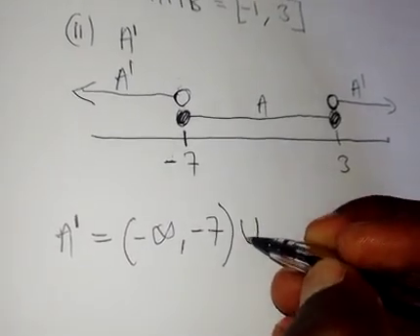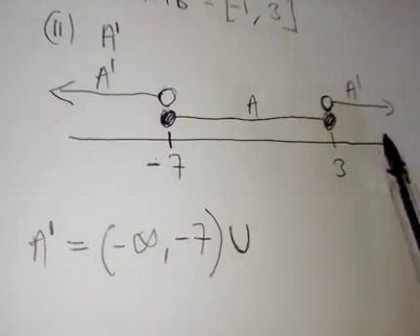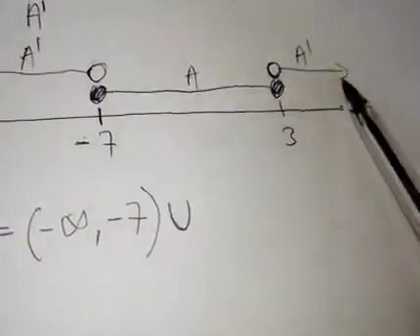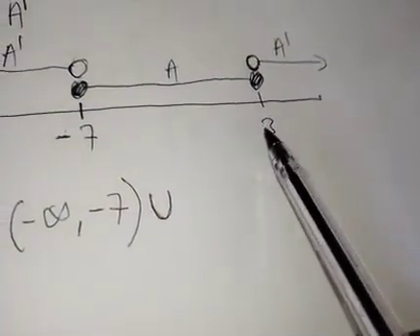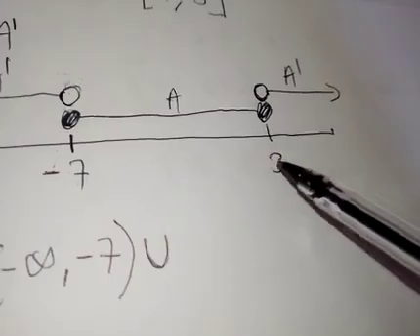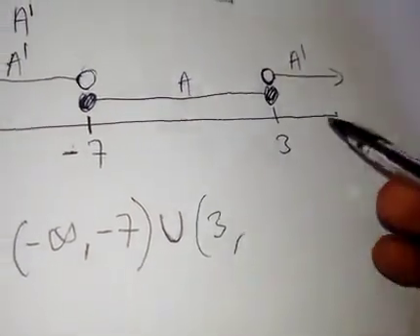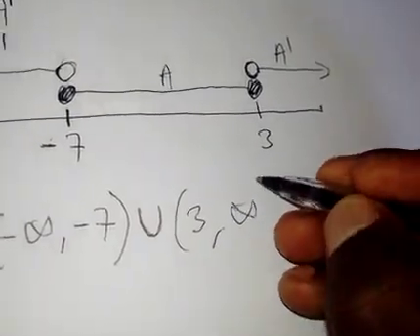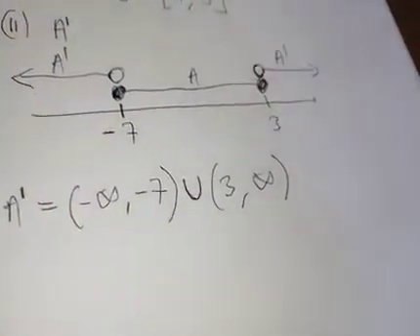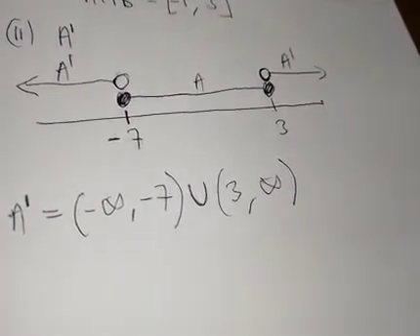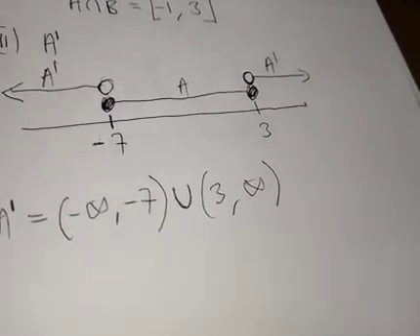We have two parts for A complement, this part and this part, so you combine them using union. Coming this side, we start from 3, and 3 is open there, so using a round bracket, 3 to infinity. So that's it for A complement. That's how you go about it.